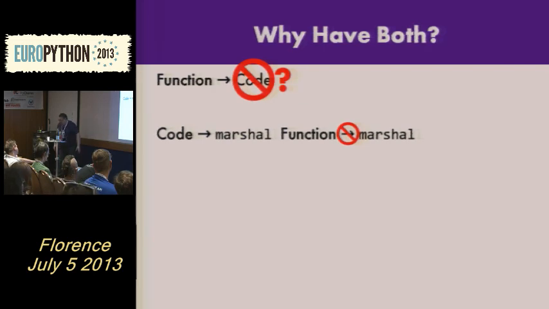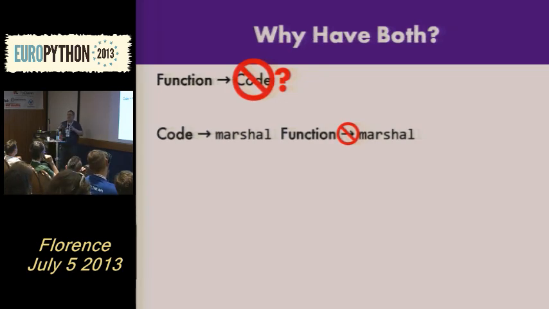Marshal is a module in the Python standard library. It's kind of like Pickle. It's a binary serialization protocol, but you should never use it because it's awfully fragile. It's really only good for one thing, and that is it can serialize code objects. And it's used for .pyc files.